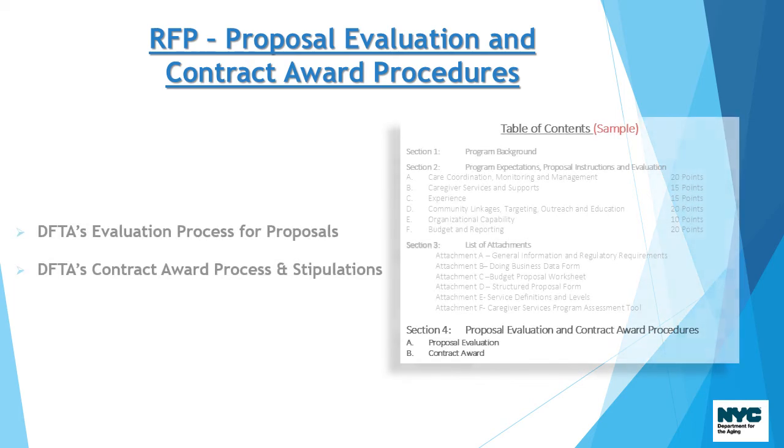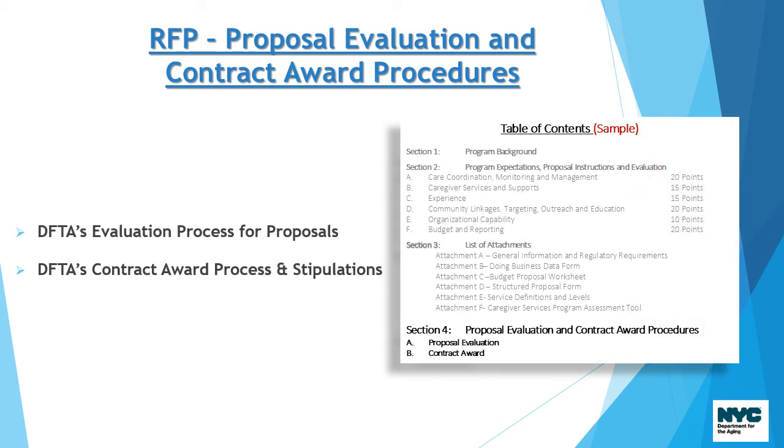The final section of the RFP is the Proposal Evaluation and Contract Awards Procedures. This section tells proposers exactly how DFTA evaluates the proposals received and how we award the contracts. For example, this section will let proposers know if price will be considered in scoring and/or if DFTA has reserved the right to skip over proposals in a ranked list for a certain reason. For example, DFTA may stipulate in the contract award procedures that it will only award 2 contracts to a proposing organization.